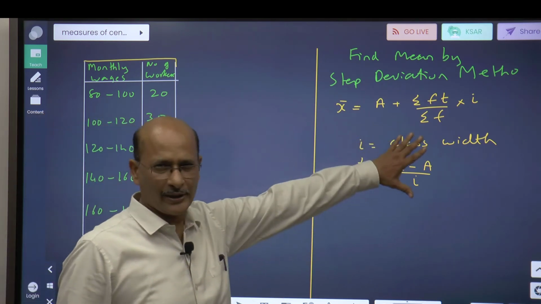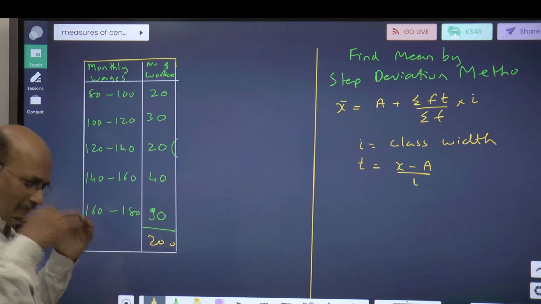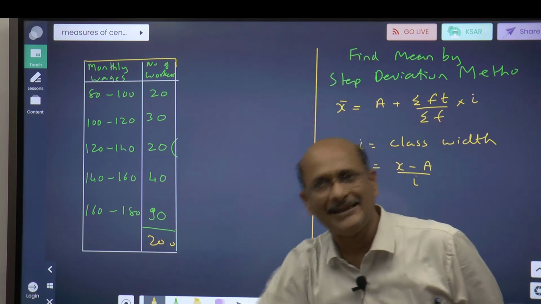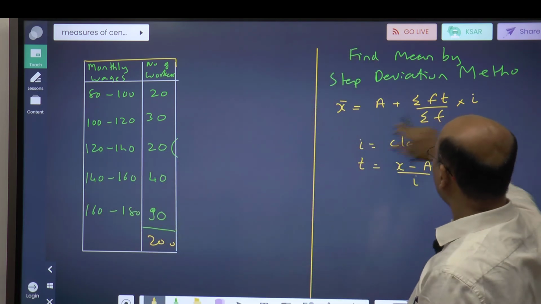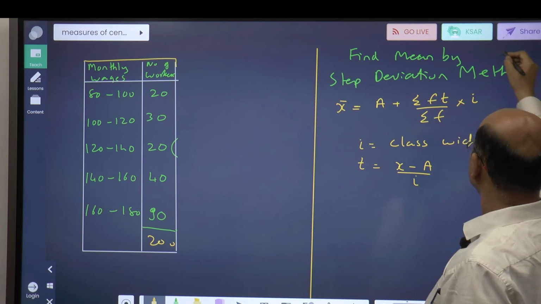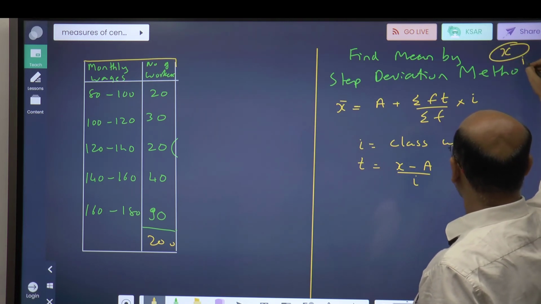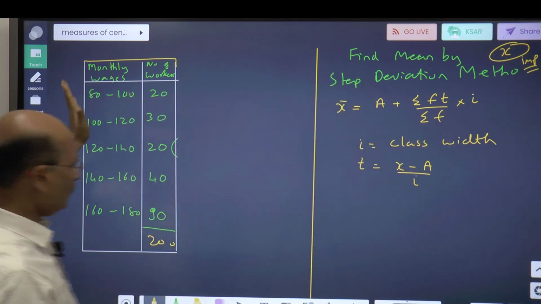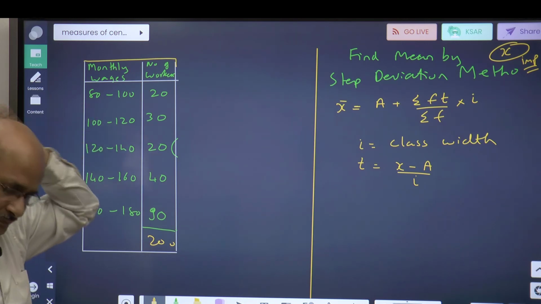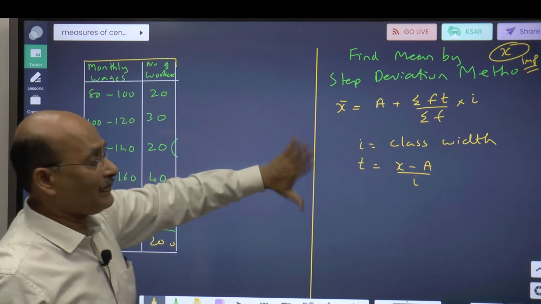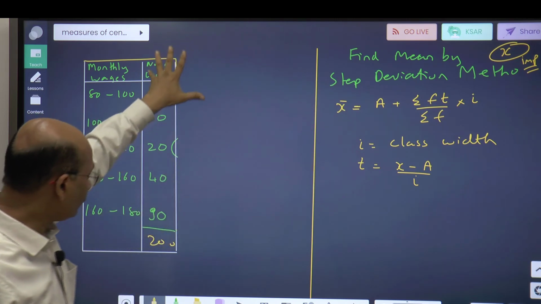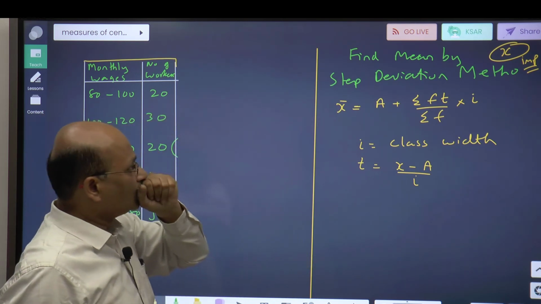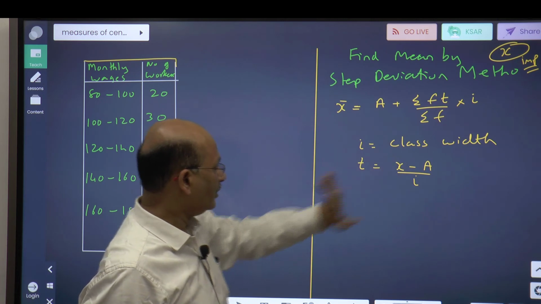So very simple now, the working. I told you in mean, whenever it is grouped data or ungrouped data, for all mean sums you will compulsorily require x. x is an important asset. So this is the step deviation method. Same procedure as in the shortcut method, but it is one step ahead because it makes the working much easier. I'll just share with you how. So let us see what I want. I want t.